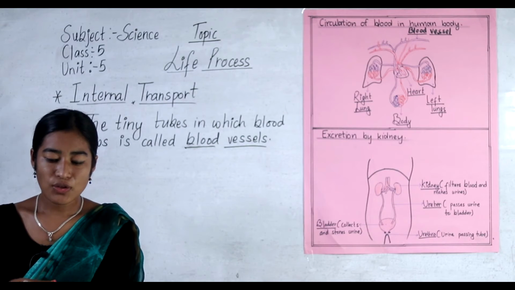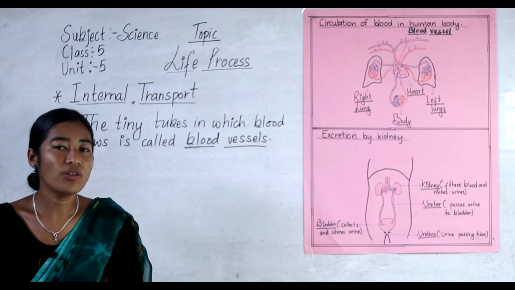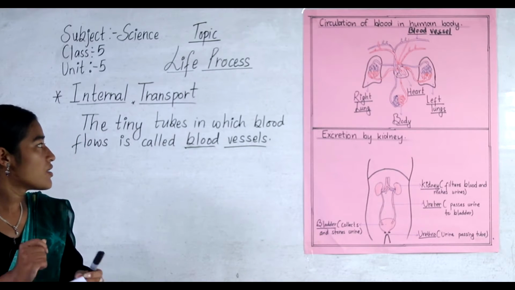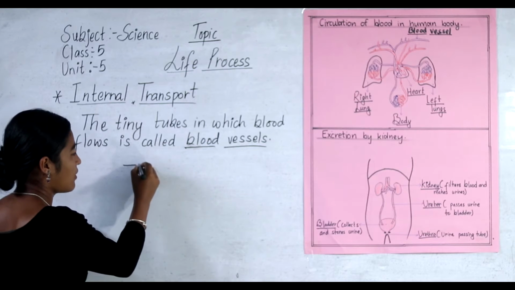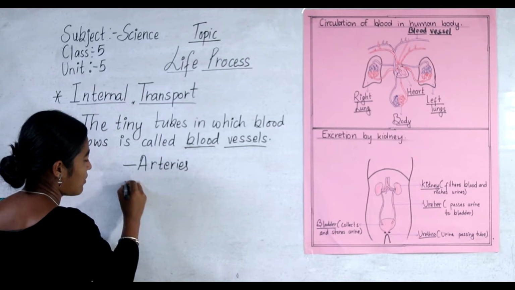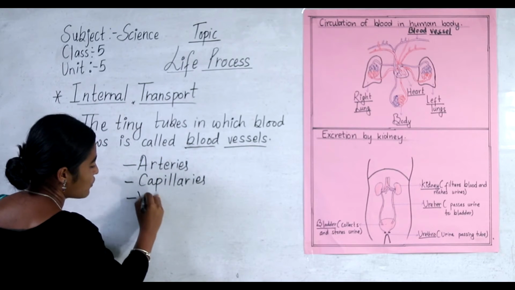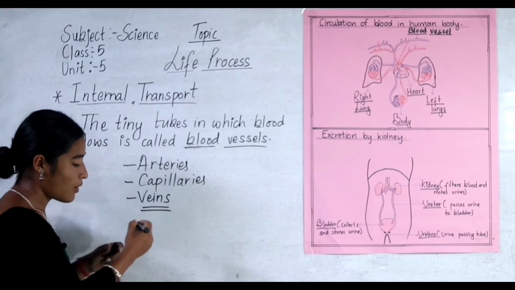The three things involved in blood circulation are arteries, capillaries, and the last one is veins. Now we will talk about the veins.